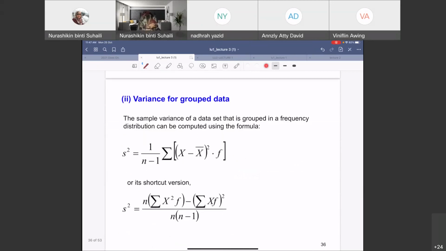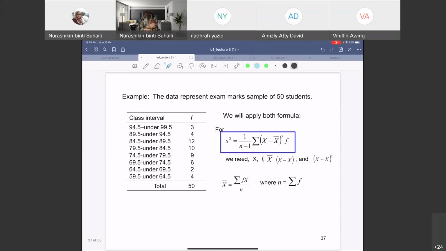This one depends on what kind of data you are analyzing. If you are analyzing simple data like just now, then you just use that. And for this one, you have to refer to the formula for the group data, which is this one. Okay. For example, how to use this formula. Let's say you have this data. The n is 50, right? So that's how you got this.